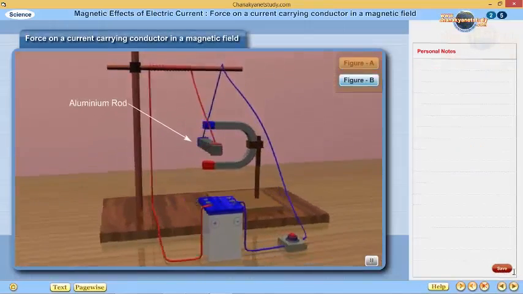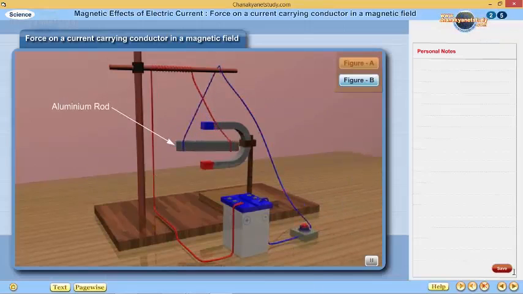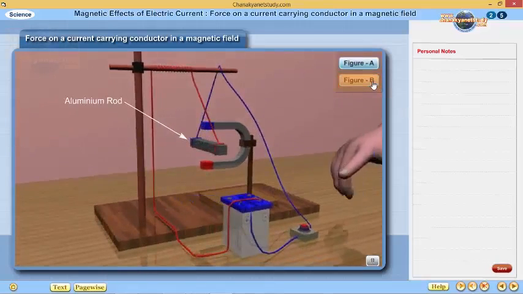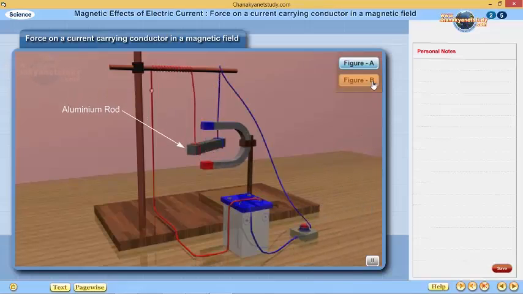In the above activity, it is seen that the aluminium rod is displaced, which suggests that force is exerted on the rod carrying the current when placed in a magnetic field. The direction of the force depends on the direction of the current and the direction of the magnetic field. The displacement of the rod is maximum when the direction of the current is at right angles to the direction of the magnetic field.